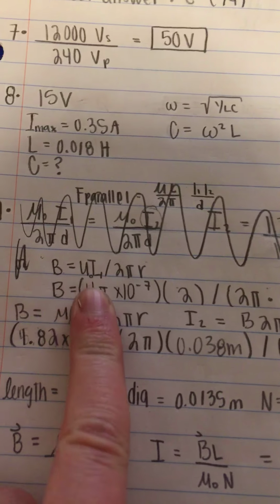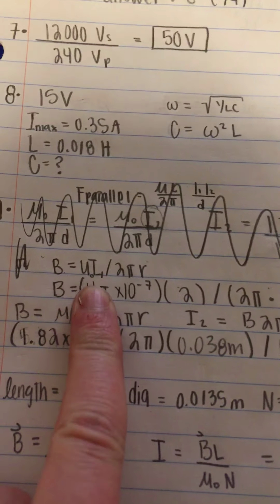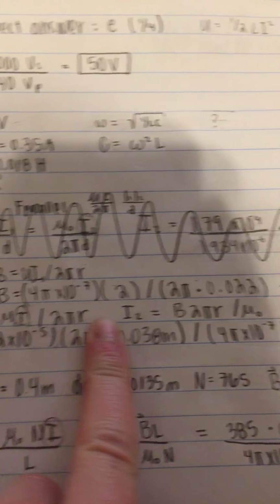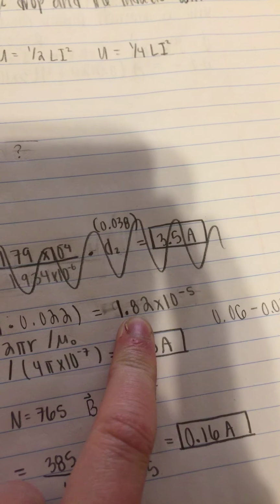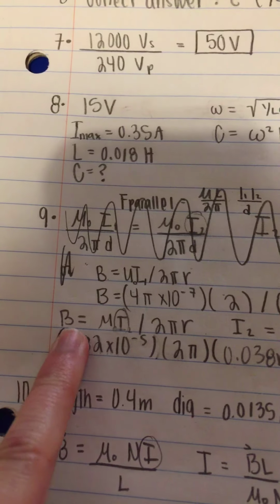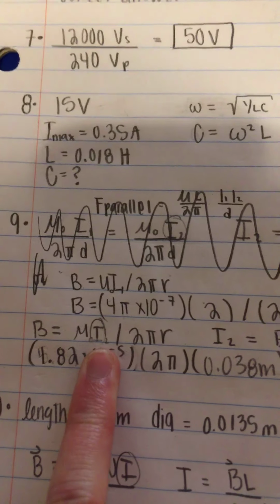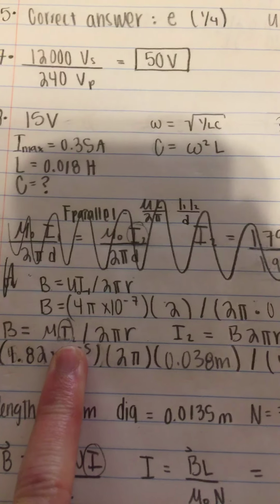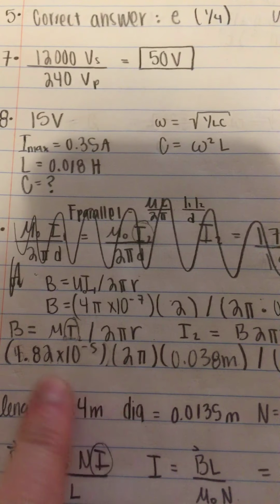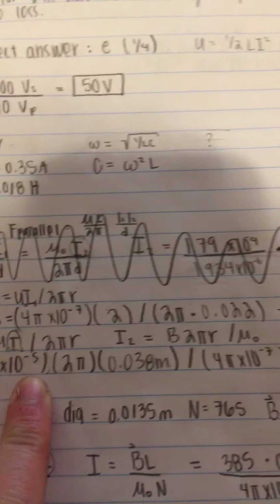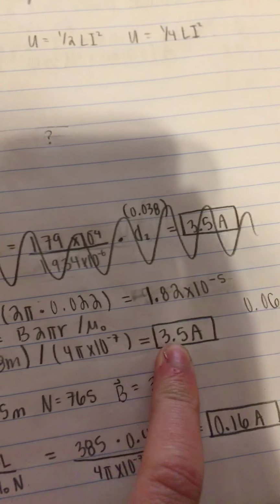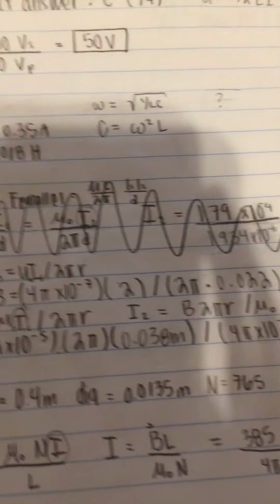So basically we have the equation for the magnetic field, and we solve for the magnetic field in wire 1, and I got 1.82 times 10 to the negative 5. And then what we do is we use that and plug it in to find current 2, the current in the second wire. So then you plug it in and you solve for that I, and then you get 3.5 A. That was pretty simple, but for some reason I didn't quite get there.